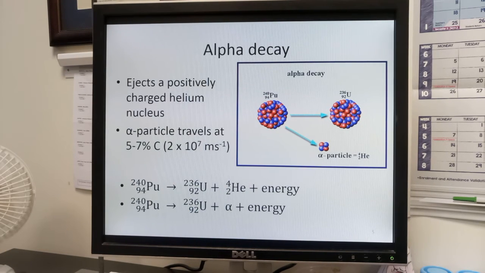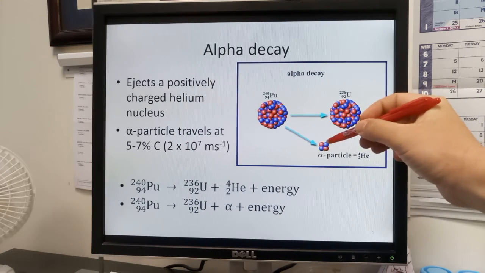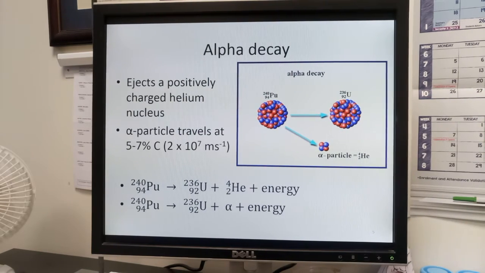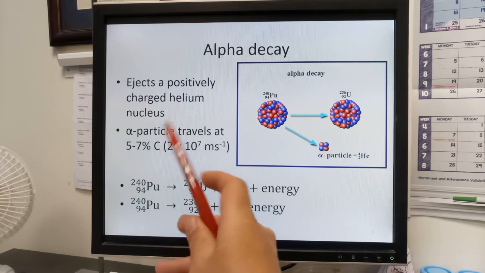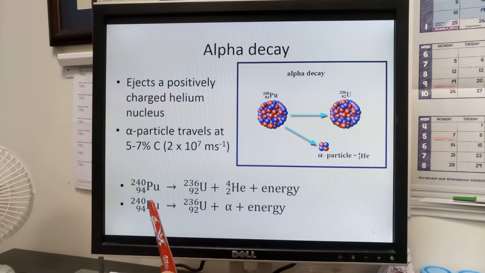Now, your first kind of radiation is alpha decay. Alpha decay ejects a positively charged helium nucleus. So what we're talking about here is 2 protons and 2 neutrons, no electrons. So it's got a charge of +2. The alpha particle will come out at about 5 to 7% the speed of light, which is fast, but not tremendously fast. Now here is how to write a nuclear transmutation reaction.